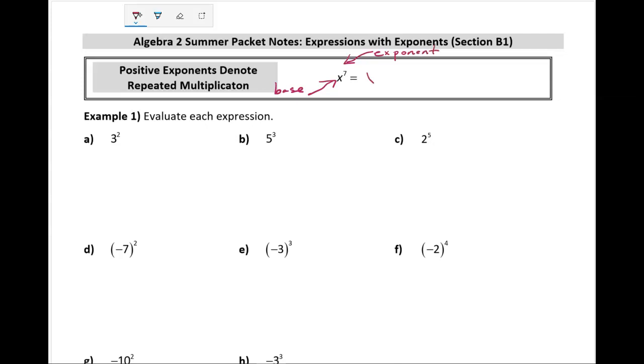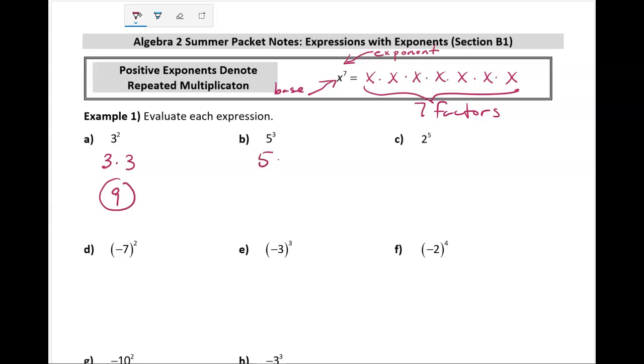And x to the 7th means x times x times x times x times x times x times x. So there are 7 factors multiplying together, 7 identical factors. So just like multiplication means repeated addition, exponentiation means repeated multiplication. So to evaluate 3 squared, that is simply 3 times 3, or 9.